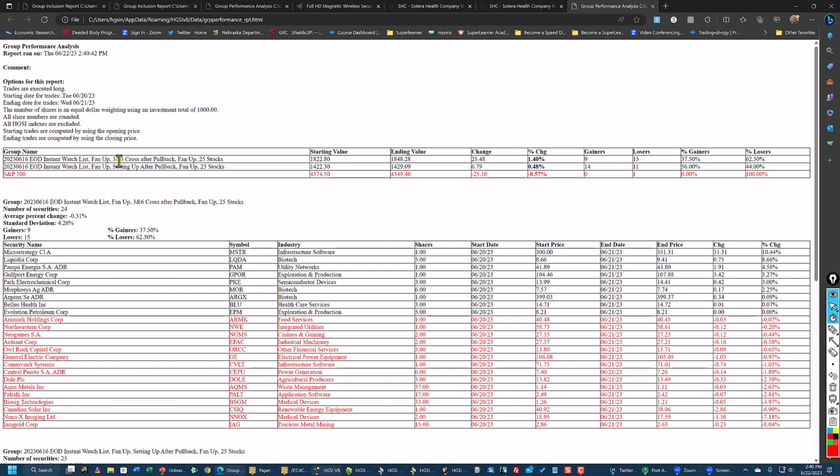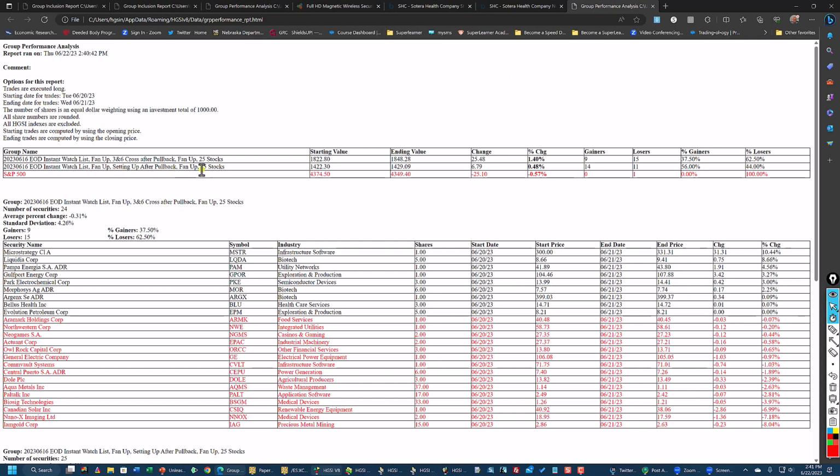I'll say here's the end of day fan up 3 and 6 cross after the pullback, 25 stocks. These are setting up. So the crossovers for 2 days were up 1.40. The S&P was down 0.57. There were 9 gainers, 15 losers, or 37.5 and 62.5. Now, the market was crappy yesterday, so it was a loser. And today, even though the indexes say the market's up, the internals tell us a different story.